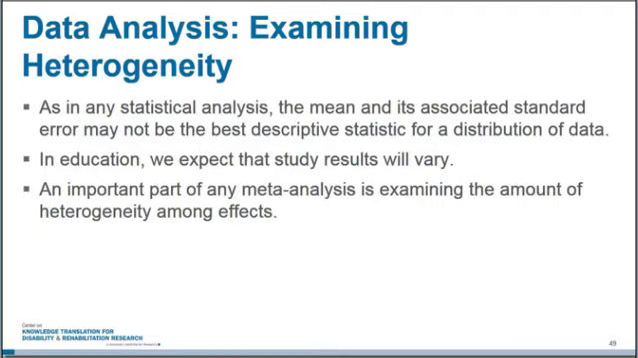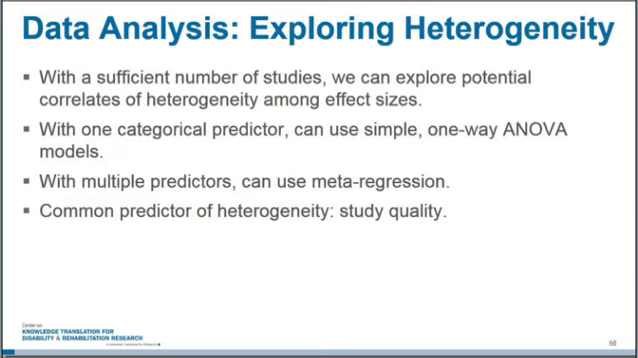Okay. As in any statistical analysis, I just wanted to put a plug in for this: the mean and its associated standard error may not be the best representation for the distribution of error of data, because in education and disability research, we expect that study results will not be exactly the same across every study. So an important part of any meta-analysis is also examining the amount of heterogeneity across the studies, across the effect sizes in the studies. In meta-analysis, with a sufficient number of studies, we can explore potential correlates of heterogeneity.